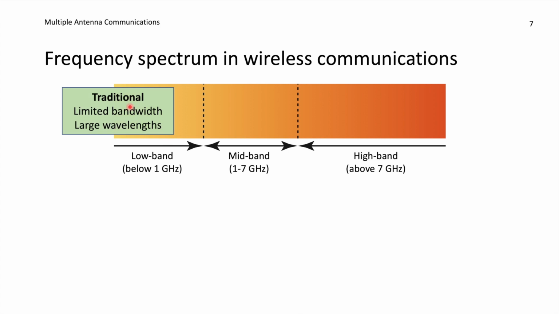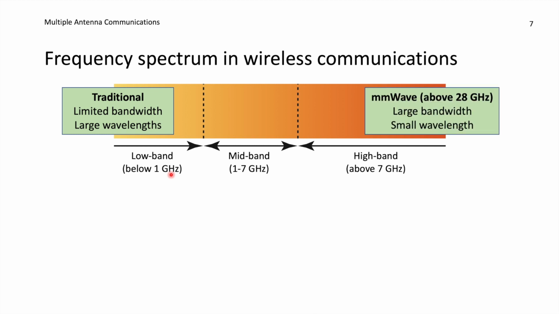The low band is a traditional band for wireless communication, particularly over large distances. We have a rather limited bandwidth because if we are down below 1 GHz, it's hard to find more than 10 or 20 MHz that can be utilized for one particular service. But the good thing is that we have a large wavelength. The lower the carrier frequency is, the larger is the wavelength, and therefore the signal propagation becomes better, propagating better through different types of objects.